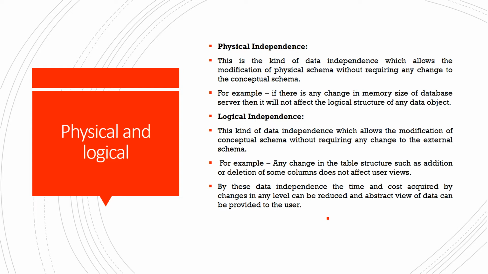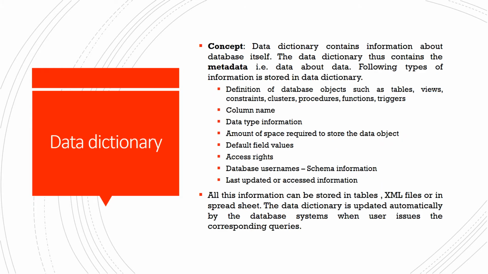Physical independence means we are changing the data object memory size. For example, logical independence means we can insert or delete an entire row in a table. That is called logical independence. Then the next one is: what is a data dictionary?